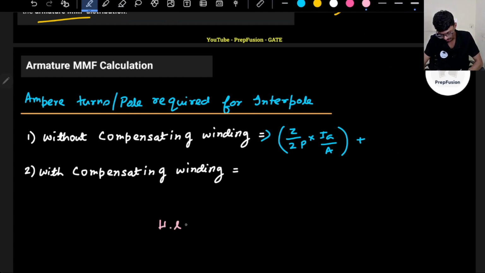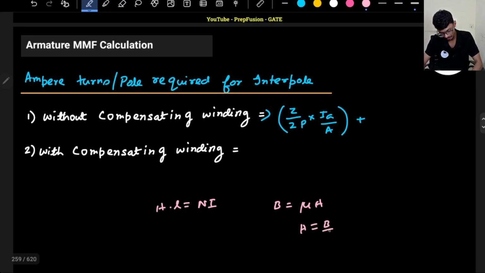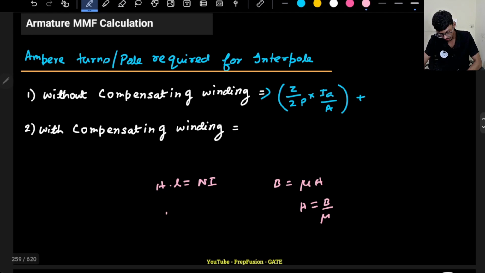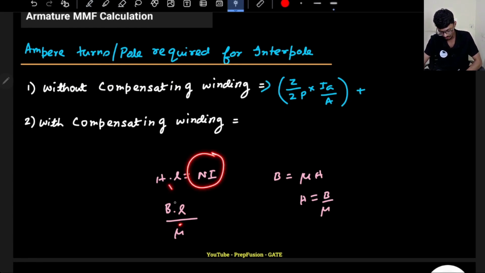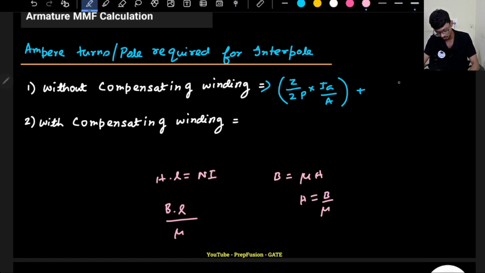I know H dot L equals Ni. B is mu H, or I can write H equals B by mu, correct? So this will be B dot L divided by mu. Ultimately, H dot L is the MMF that I need to oppose. L is the air gap length, B is the flux density, and mu is mu naught, since it is an air gap. So this will be Bi Lgi divided by mu naught.